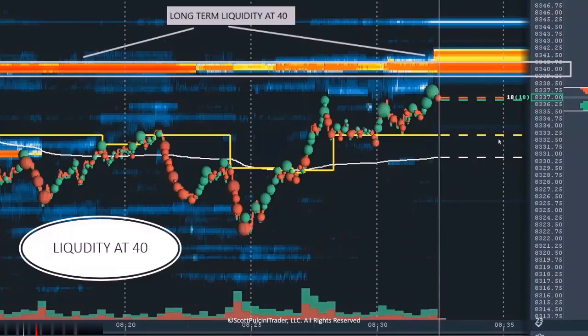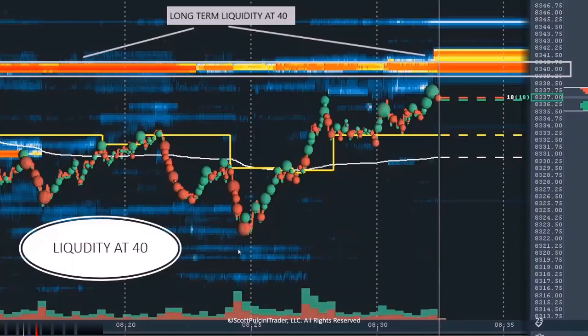There's a POC down here, and it's likely to bounce around this area. Like I said, between the 20 and the 40, the price likes to stay in a range, and you see even here, it comes down to 22.